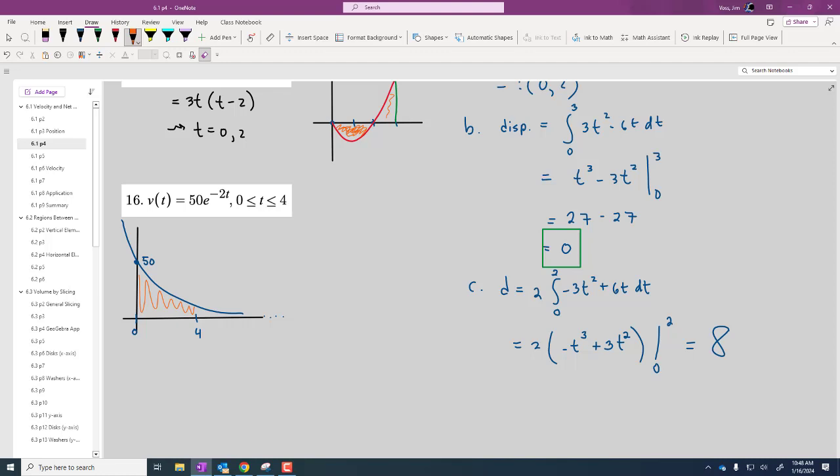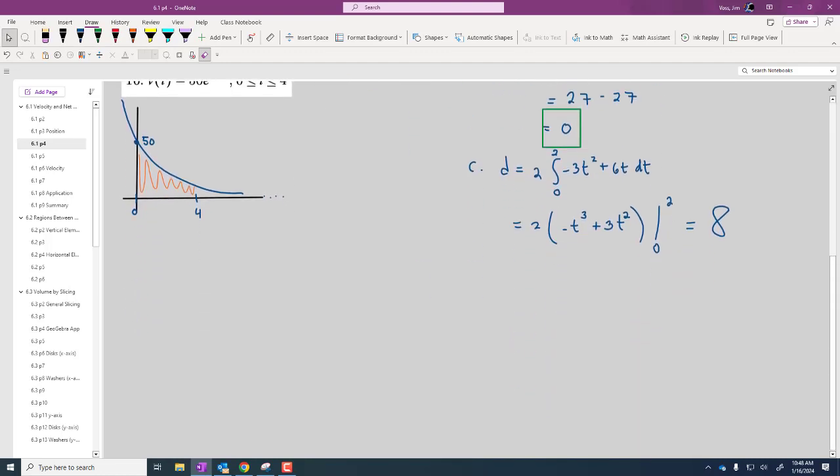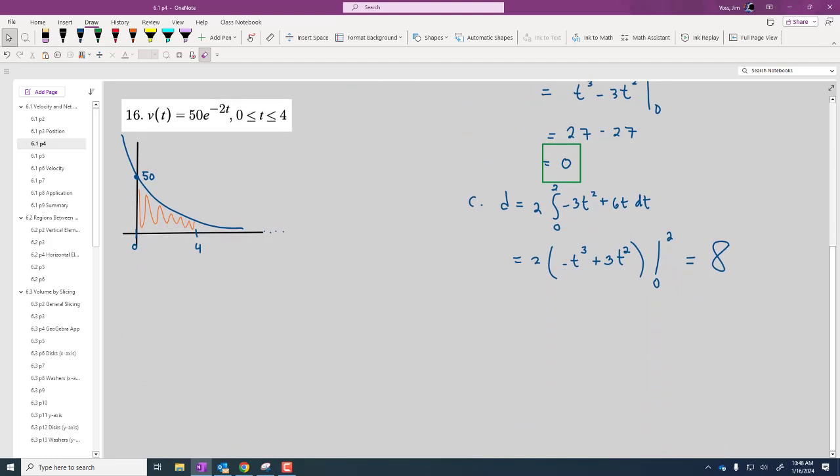Okay, so the first question said positive and negative. And what do we have here? So for positive velocity, 0 to 4, and we're going to include both endpoints because we're still moving at both those endpoints, both those t values. And negative never. So that was part A.